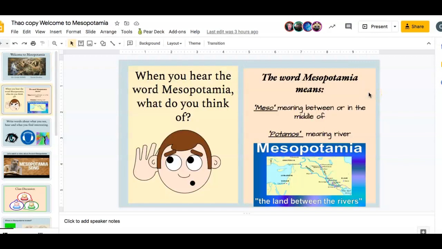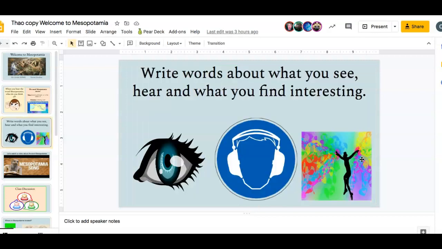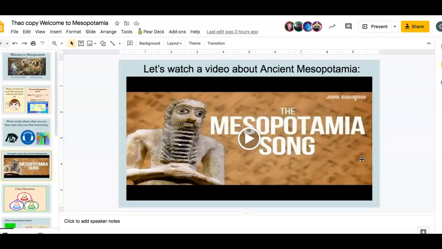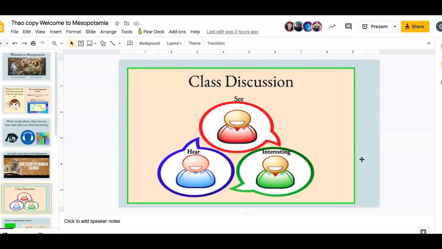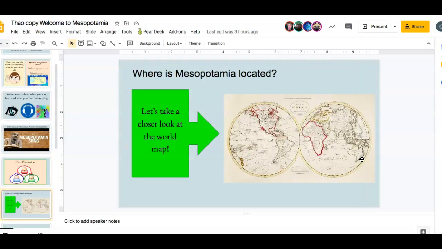We also talked about what Mesopotamia means. Meso meaning between or in the middle of. Potamus meaning river. So if you hear the word Mesopotamia, I want you to think about the land between the rivers. And we watched this short music video about Mesopotamia, and we talked about some of the things that we saw, heard, and was interesting.